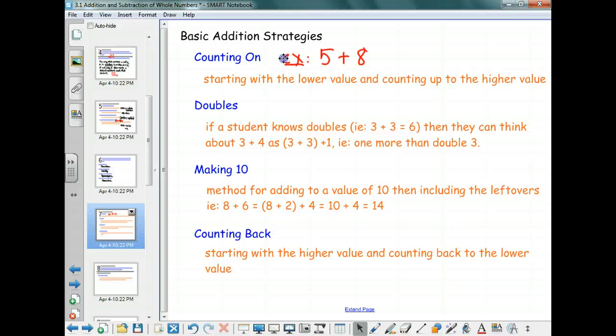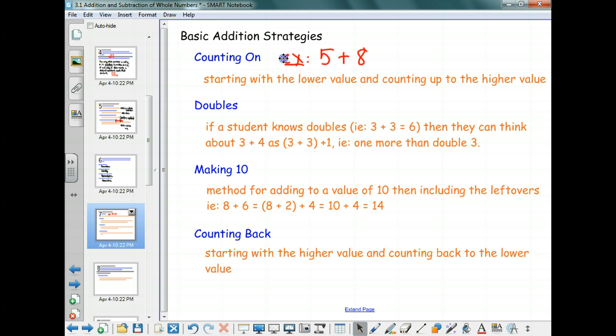Okay. Making 10. This is one that I mentioned just a little bit ago. Mackenzie and I were talking, right? When you saw that, you said, oh, I would like these numbers to add together because the 8 and the 2 make a 10. Okay. So this is the idea of making a 10. All right. So a method for adding to a value of 10, including the leftovers. For instance, thinking about 8 plus 6 as 8 plus 2, and then add the other 4 afterwards. Okay. This is a very simplified example, but that would be an idea.